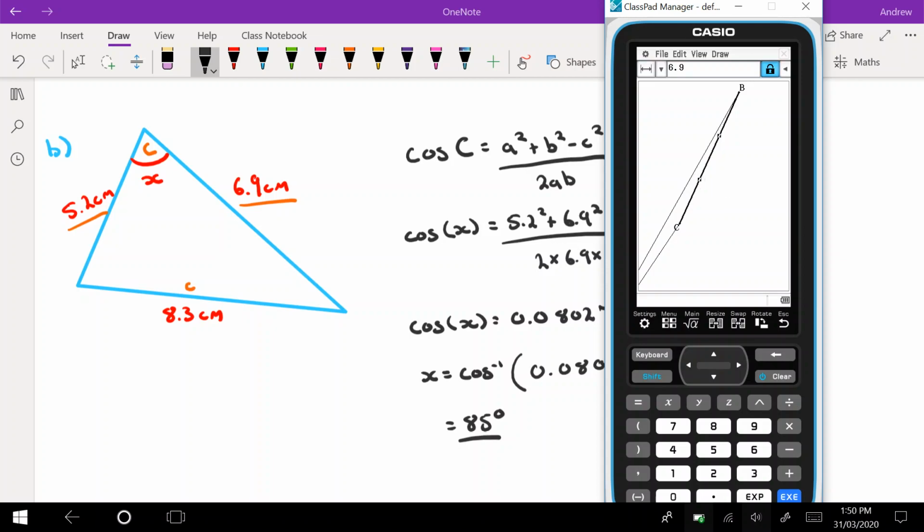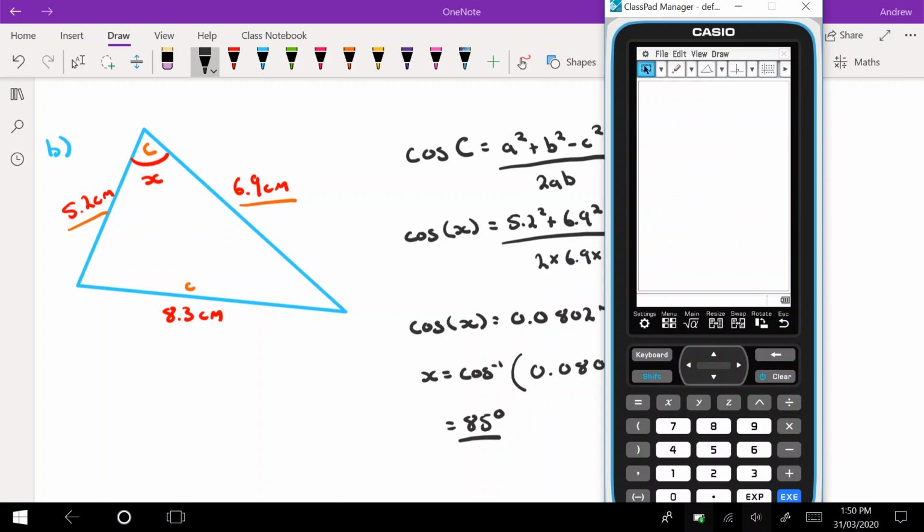Stuff something up here. That's 6.9. Oh, that should be 5.2. Sorry guys, I'm kidding there. Let's just try and start again.